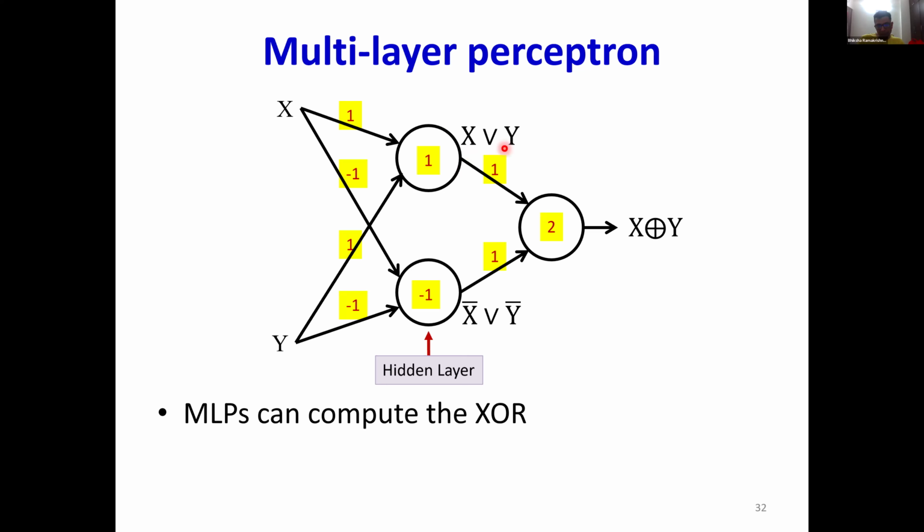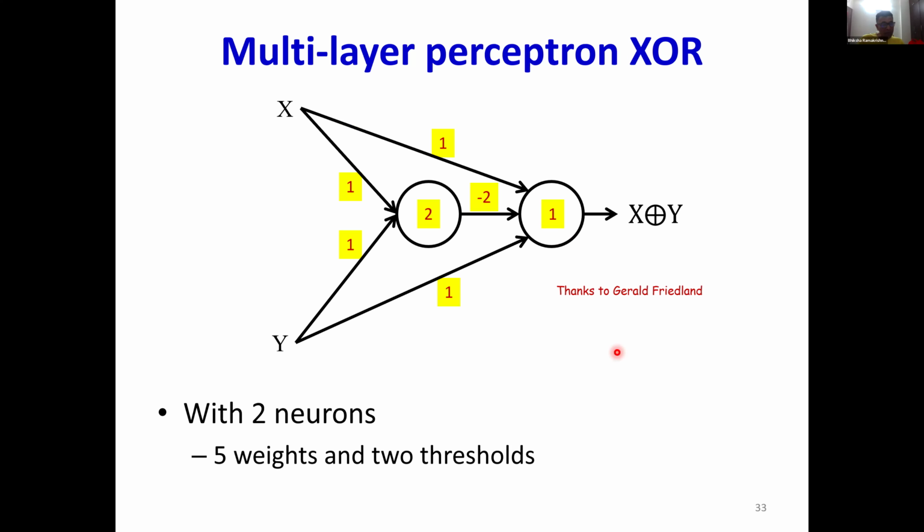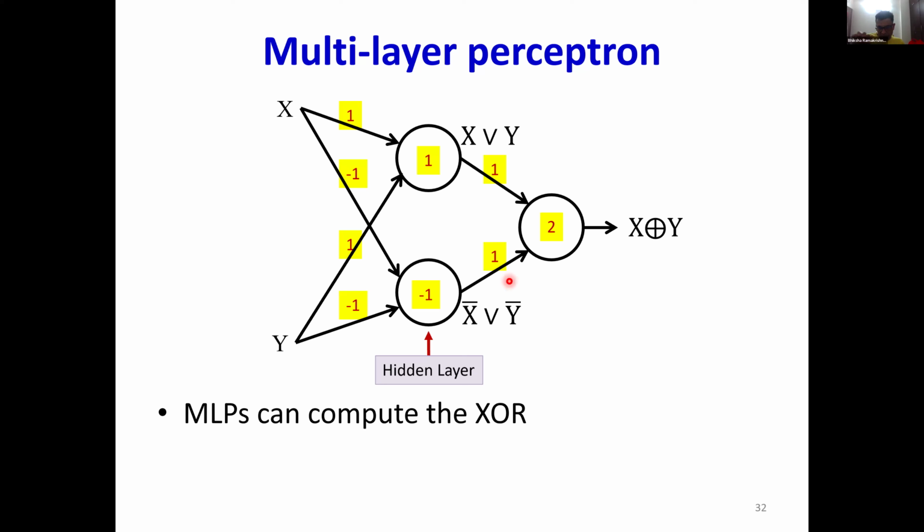This one computes X or Y. This one computes not X or not Y. And then you add the 2, and this is going to be an XOR. And in fact, it turns out you can do it with only 2 perceptrons using this circuit. I actually got this from my friend Gerald Friedland in Berkeley. I won't actually explain this. Let's stay with this little circuit for now. So if I had 3 perceptrons, I can compute an XOR.